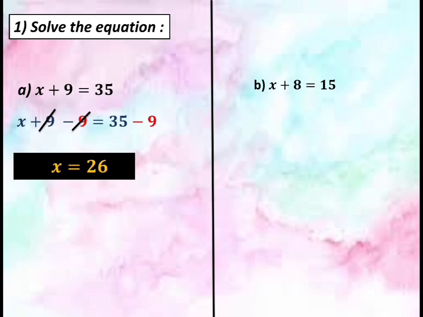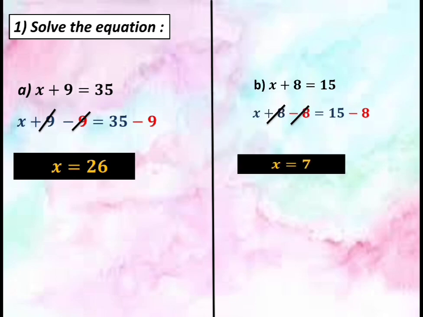Try to solve this also. X plus 8 equals 15. Yes, super. To get rid of plus 8, I just put minus 8 on both sides. So positive 8 will cancel with negative 8, remains x alone. X equals 15 minus 8, which is 7.